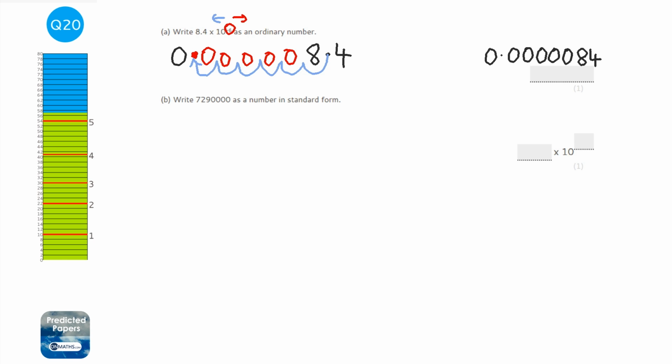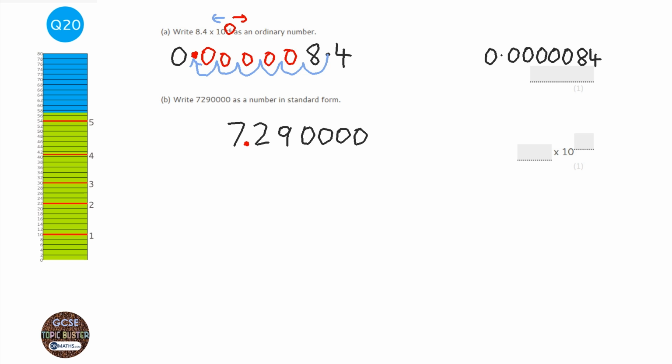Okay, to convert to standard form, you write out the number and you try and put a decimal place in to make the number between 1 and 10, but not including 10. So if I put it in here, that would be 72, so that would not be right. So I need to put it in here.